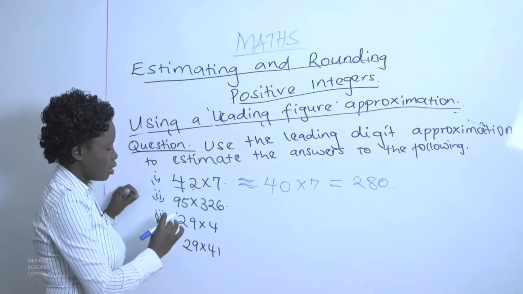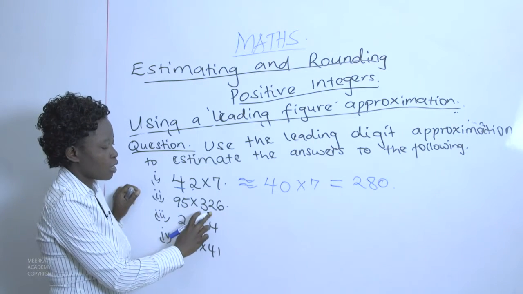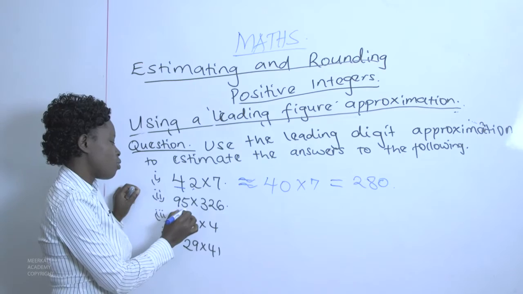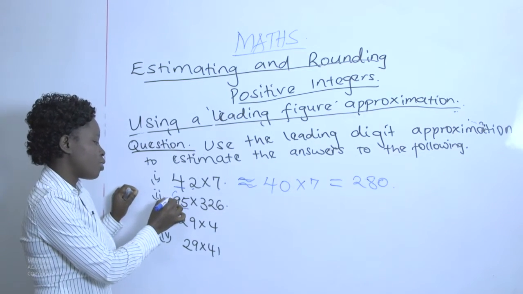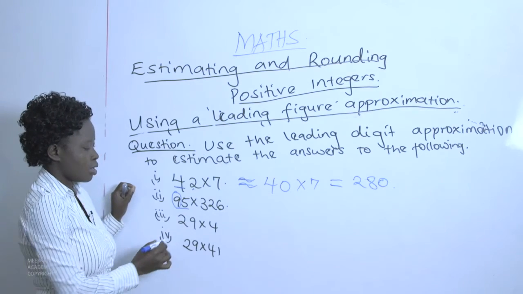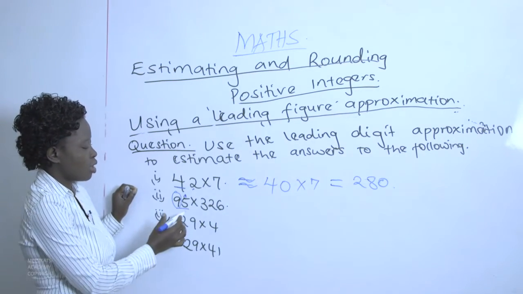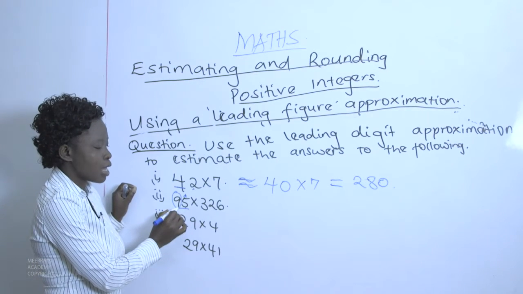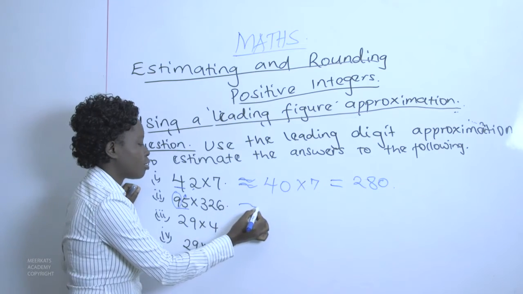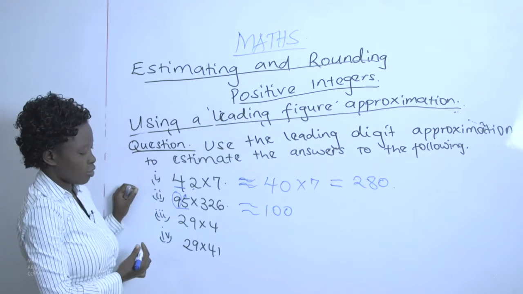Then next, we have 95 times 326. The first number we have is 95. The leading figure in this is 9. Then check the next figure. We get that the next digit is 5. So 5 rounds our 9 up so that we get 100 as the approximate value.